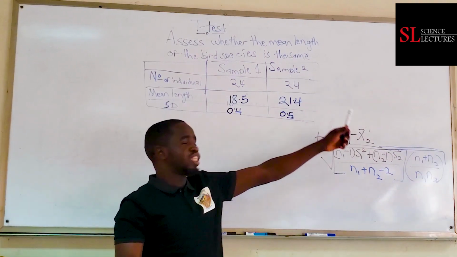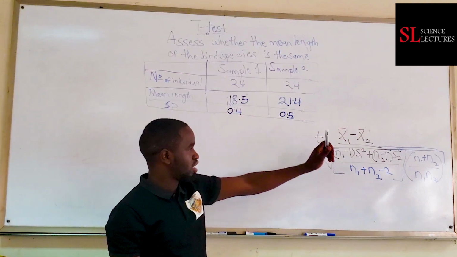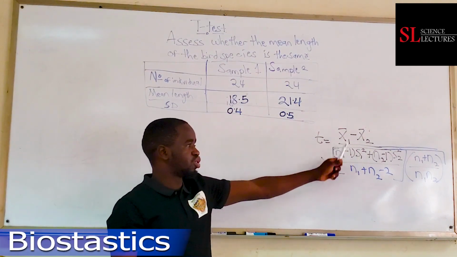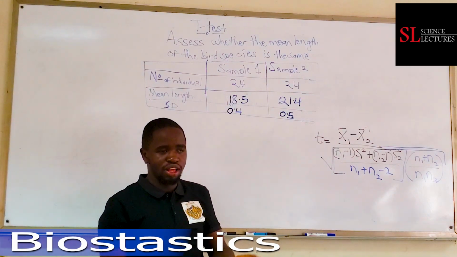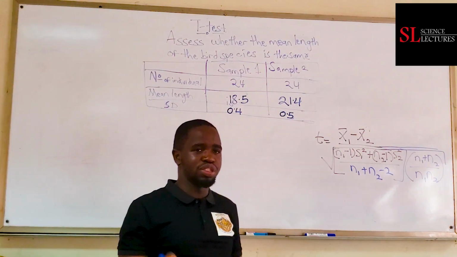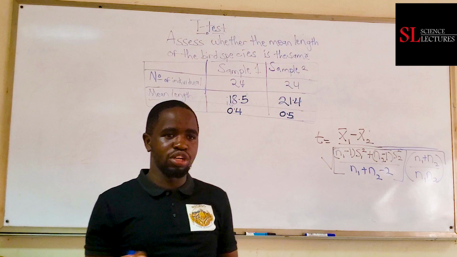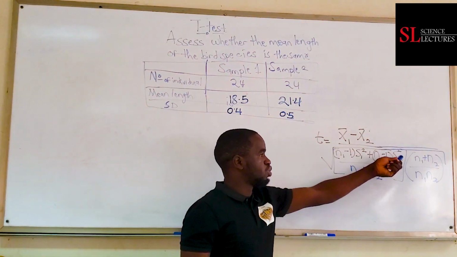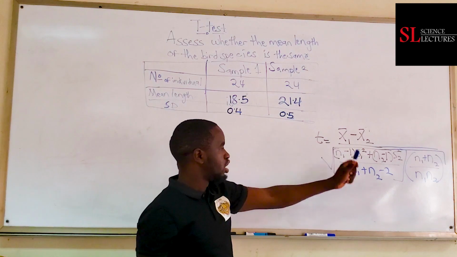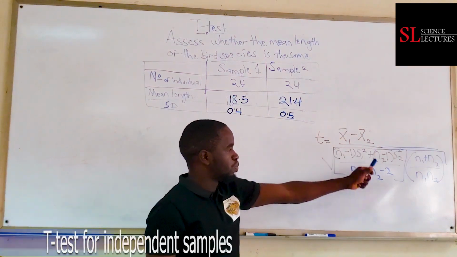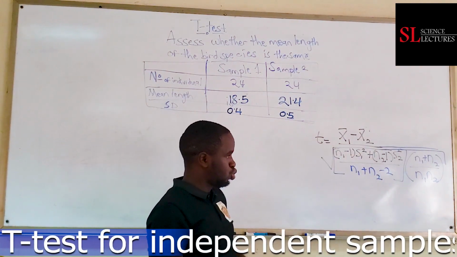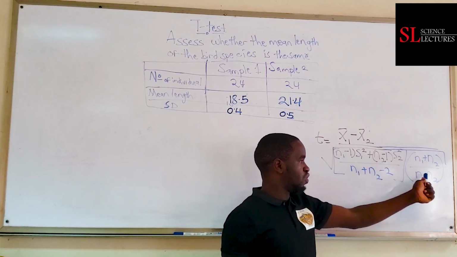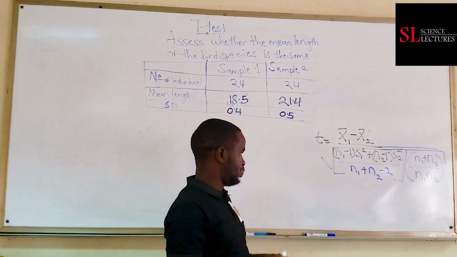Mean 1 minus mean 2 divided by the square root of n1 minus 1 times standard deviation squared, which in this case is our variance. In our introductory video, we said whenever you get the standard deviation and you square it, you obtain the variance. So it is n2 minus 1 still times the variance, divided by n1 plus n2 minus 2, multiplied by n1 plus n2 over n1 times n2.